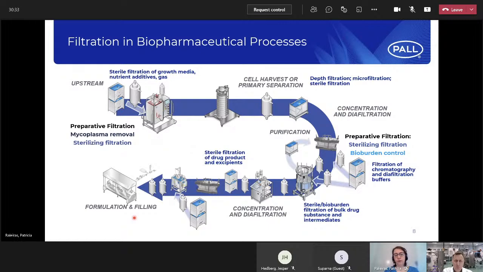Then more towards the final formulation, you might want to use things like tangential flow filtration to exchange the buffer or the solution that the product is in. And perhaps one of the most important, if not the most important filtration step in the whole process is the final drug filtration. Keep in mind that when we're talking about biopharmaceuticals, patient safety is paramount. So you have to make sure that whatever is going to the vials or whatever the final packaging is sterile. And it's very often that you find even like double steps of sterile filtration at that point.